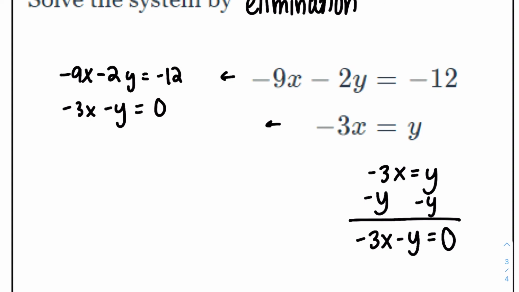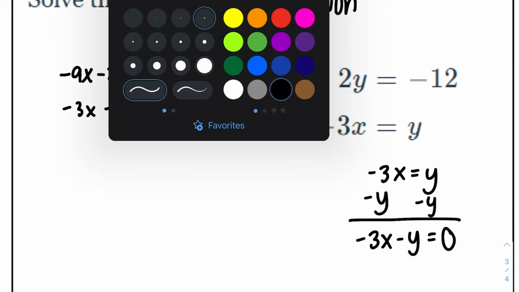Now, elimination says that we need to get rid of one of these variables, okay? So we look and say, do we have any common coefficients? Well, that's 9x and 3x. That's not the same. I've got 2y and 1y. Those aren't the same. So now we have to ask ourselves, I've got to cancel out at least one of these equations. So I'm going to choose this one.